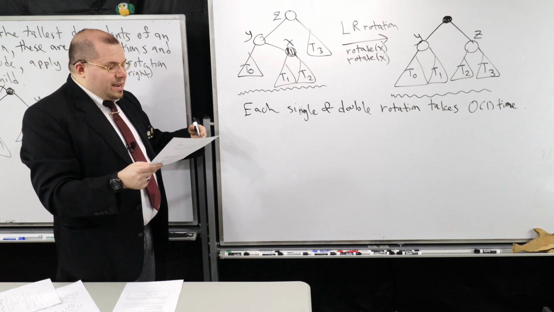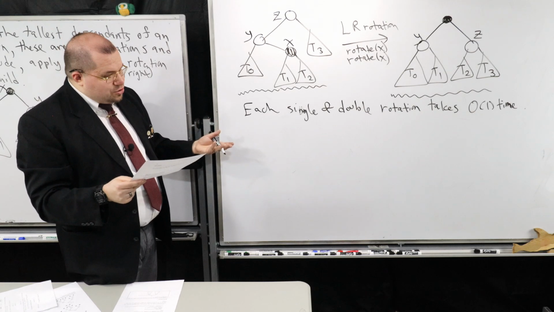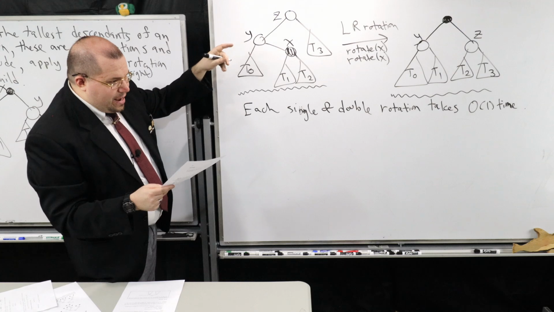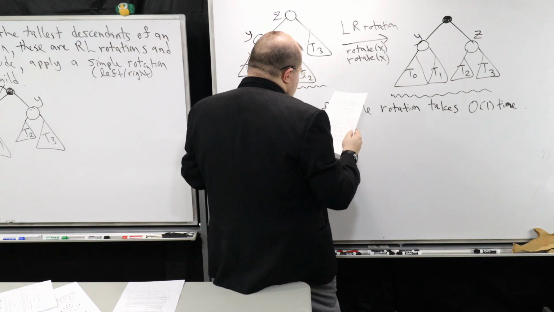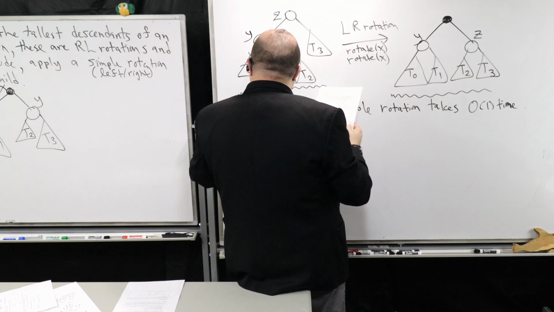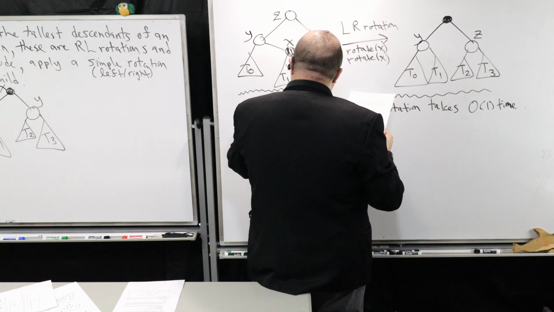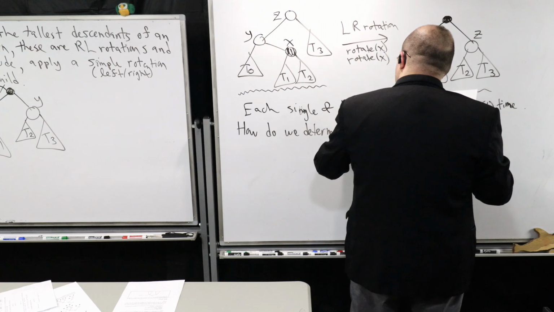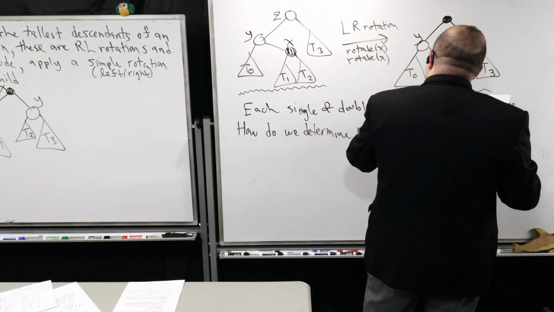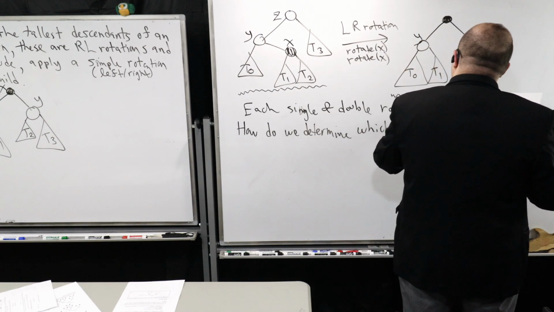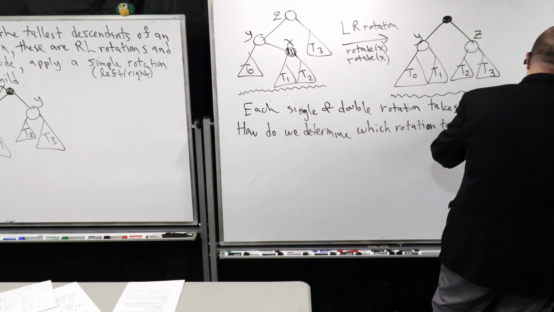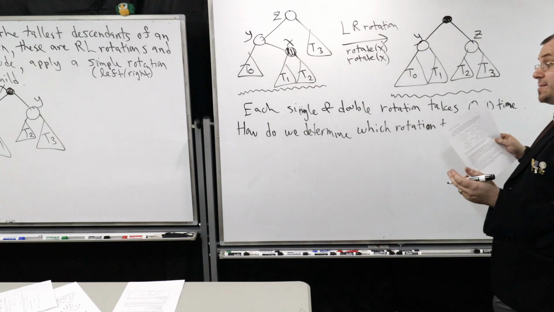So you might ask, how do I determine which rotation to apply? If we end up with an imbalance at Z, how do we determine which rotation to apply? It's very simple.